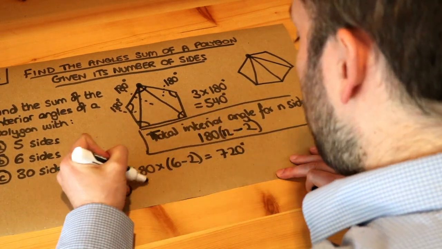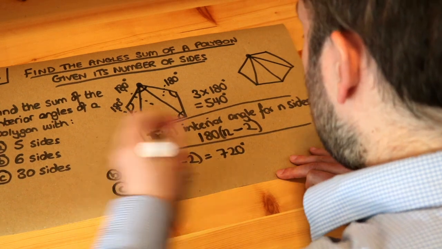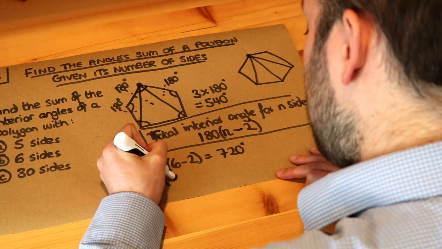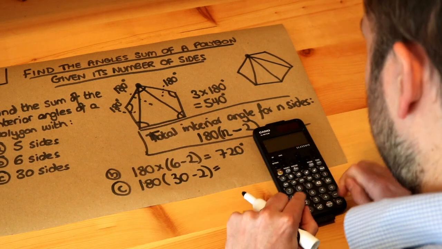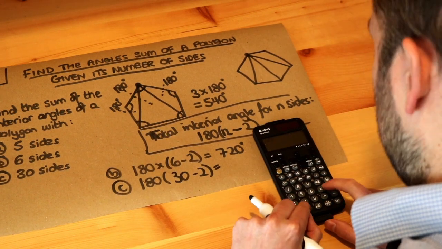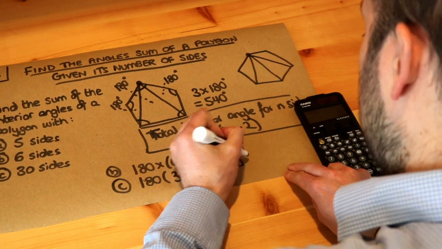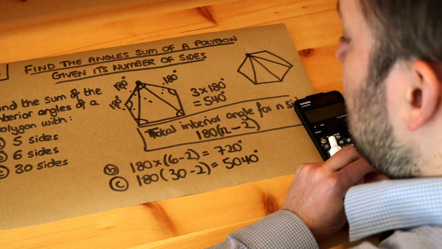And then finally, for C, we got 30 sides. Applying this formula, 180 multiplied by, I don't actually need that times symbol, n minus 2. So n is 30 here because it's 30 sides. So 30 minus 2, and I definitely can't do that in my head, so I'm going to use my calculator. 180 multiplied by 28, and that is equal to 5,040 degrees. That's the total interior angle of a 30-sided polygon.